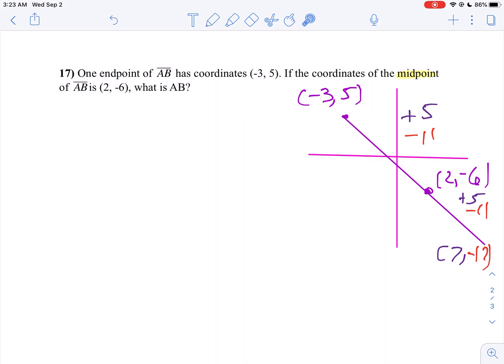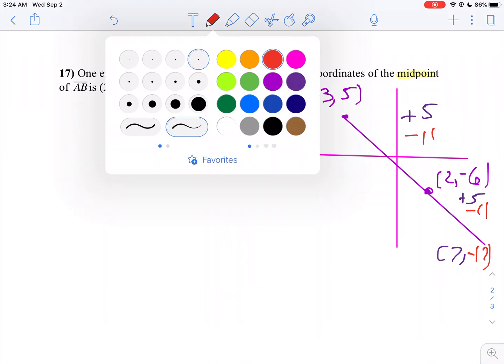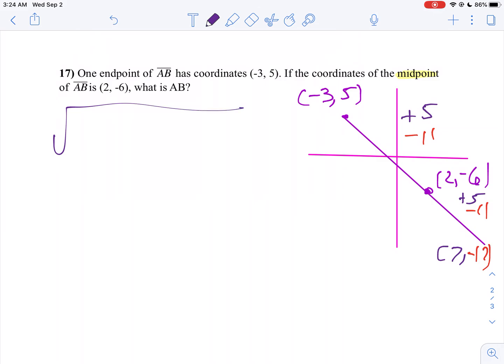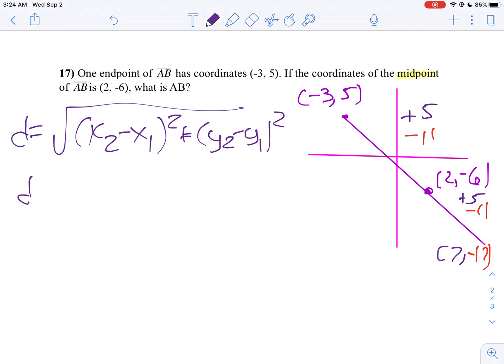Now I want to find the distance between -3, 5 and 7, -17. So we're going to use our distance formula. When finding the distance between 2 points, first subtract the x's and then subtract the y's. Now square both these numbers and find out their sum. Take the square root, and then you are done. There's a little song for you. So let's go ahead and do that.